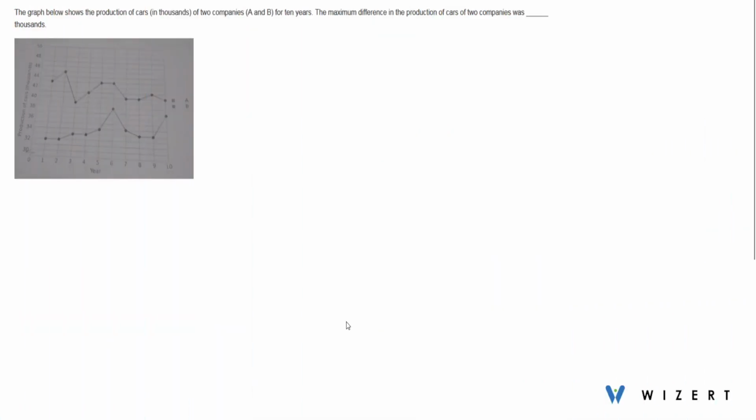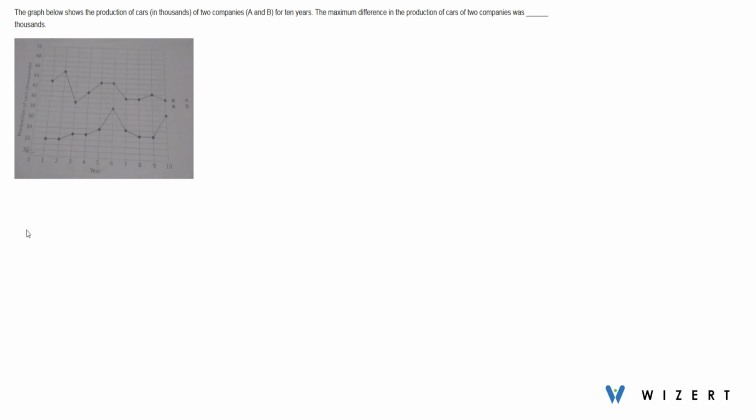According to the question, the graph below shows the production of cars in thousands of two companies A and B for 10 years. We have to find the maximum difference in the production of cars of the two companies. In order to get the maximum difference, we need to find the relatively higher value of production for company A and relatively lower value of production for company B.